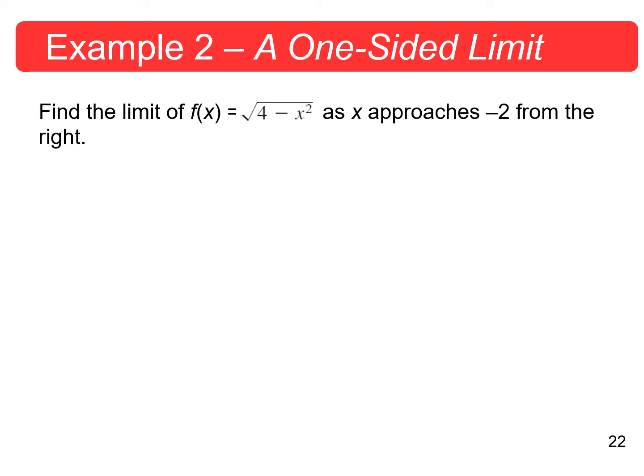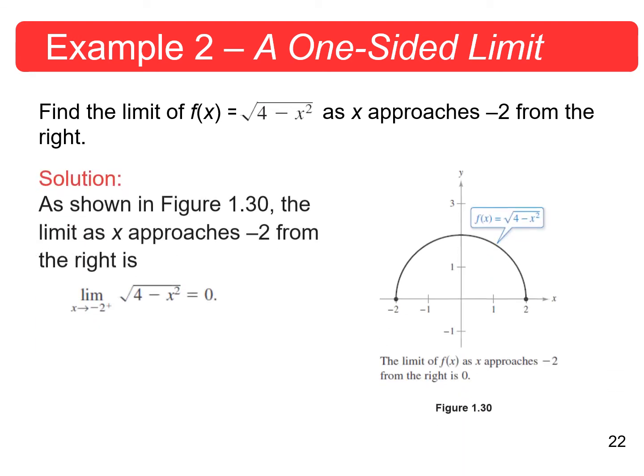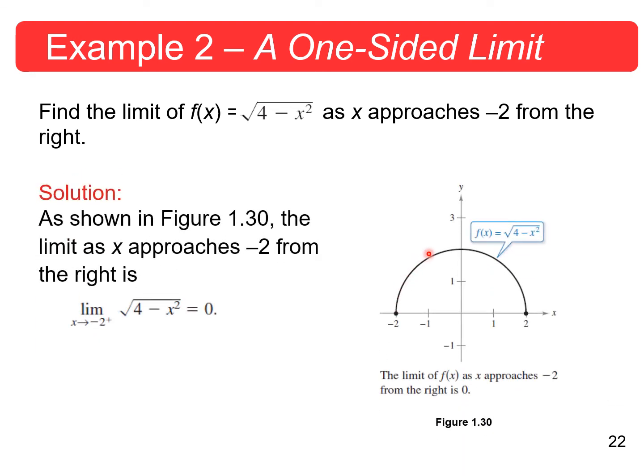Example number 2. Find the limit of f of x, which is equal to the square root of 4 minus x squared, as x approaches negative 2 from the right. If you consider the graph of the function, f of x equal to the square root of 4 minus x squared, we actually have a semicircle.